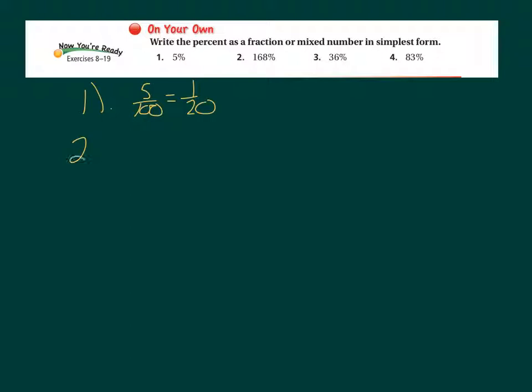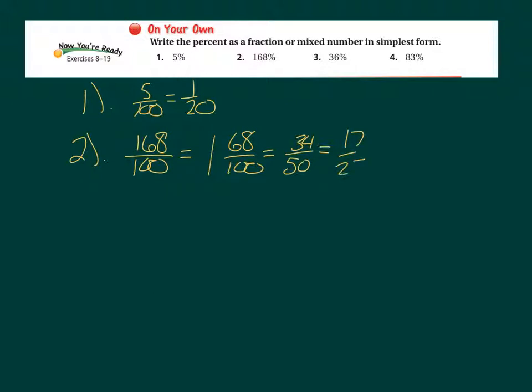168%, we would put 168 over 100. When we divide that, we would get 1 and 68 over 100. We can reduce 68 and 100. We can divide both of those by 2 and get 34 over 50. We can divide both of those by 2 again and get 17 over 25. Those cannot be divided any further, so our answer is 1 whole and 17 over 25 left over.